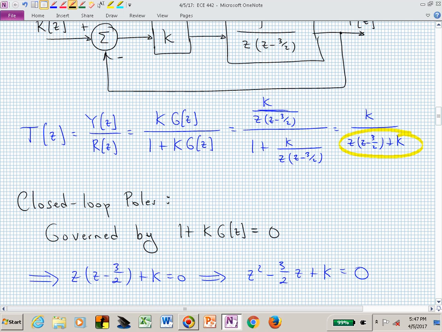Our closed loop poles, again, are governed by 1 plus kG of z. But if we now set that equal to 0, what we're interested in now is the fact that the numerator is what influences when that equals 0. And if we focus on the numerator of 1 plus kG of z, the original denominator is now z times z minus 3 halves, the first factor in that expression, plus k times the numerator. And the numerator was very simple. It was just a constant of 1. It could be a constant of 30, or any kind of constant, or it could be a zero factor. In this case, it was not.